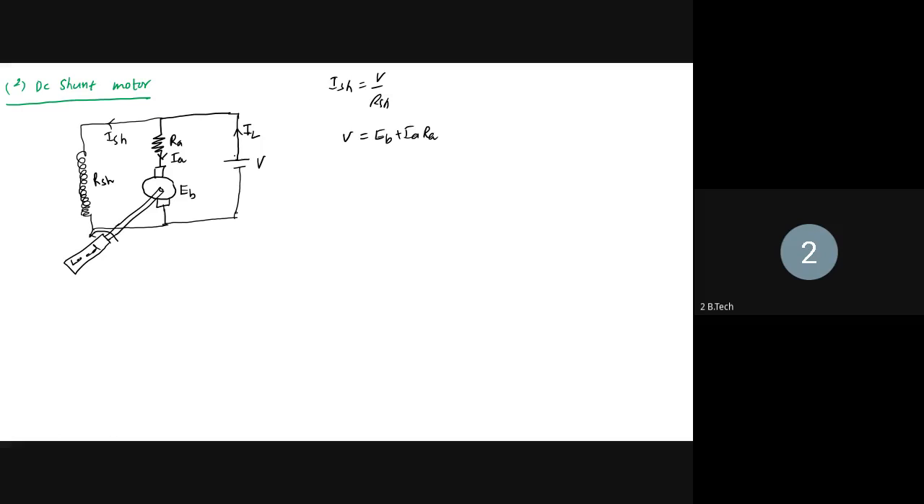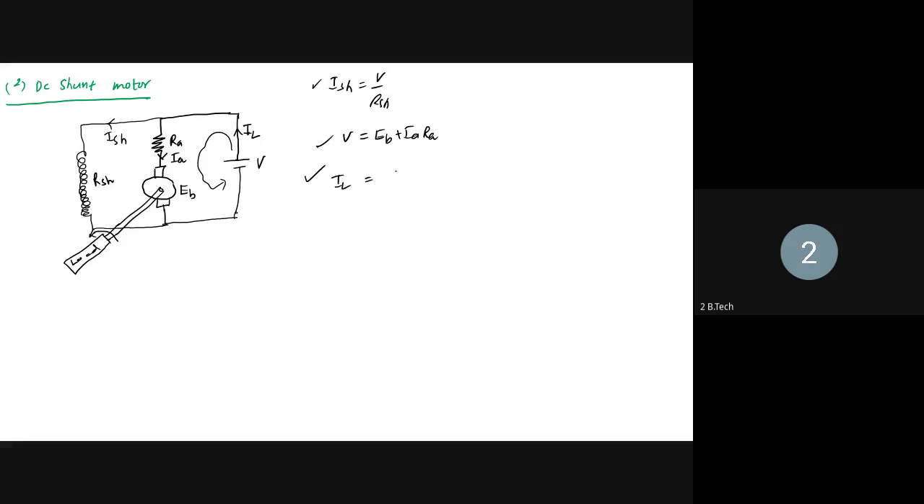Clear? So this is the current flowing path here. In this loop, apply KVL. Once you apply the KVL, you get the EMF equation here. Whenever the load is changing, based on the load, the armature current changes. Whenever the armature current changes, you can write the line current equation.